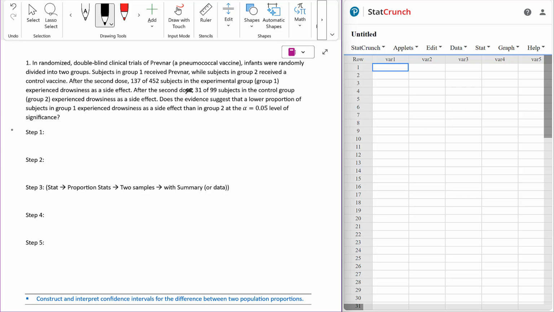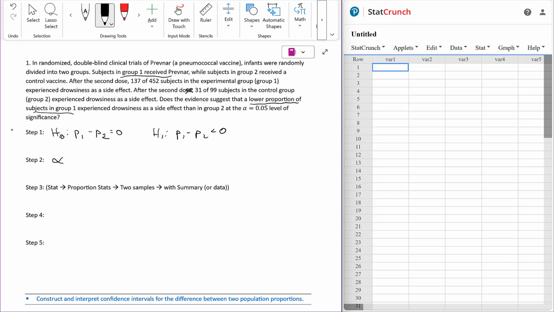Does the evidence suggest that a lower proportion of subjects in group 1 experience drowsiness as a side effect than in group 2 at the alpha equals 0.05 level of significance? So our alternative is a less than there, but we can start with our null. We've got that p sub 1 minus p sub 2 equals 0, or p sub 1 equals p sub 2. For our alternative, if we stick with group 1 being the Prevnar, we're thinking that p sub 1 minus p sub 2 is less than 0, or p sub 1 is less than p sub 2. So they have a lower proportion in group 1.